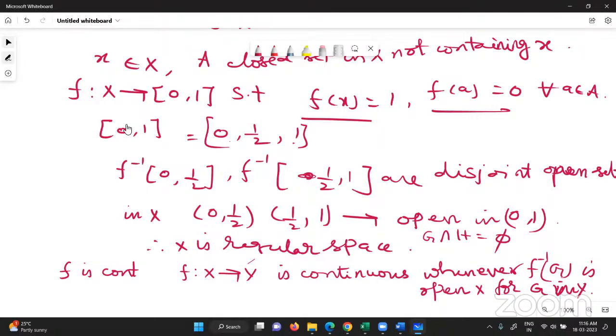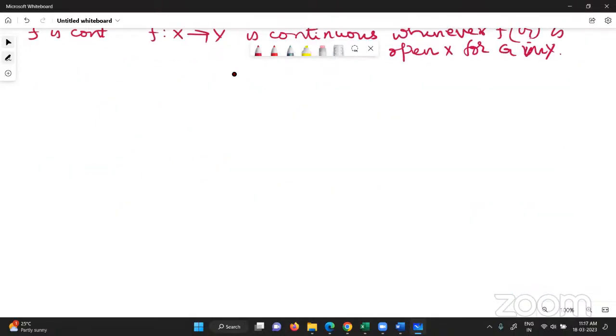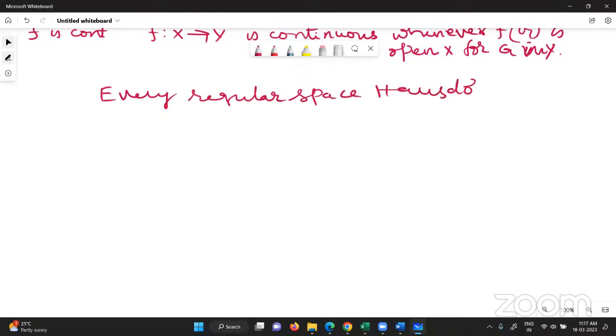Similarly, every regular space is a Hausdorff space. We proved it, no? You know that every regular space is Hausdorff. So on the whole, every regular space is Hausdorff and every completely regular space is regular. So what do you mean by that? Every completely regular space is a Hausdorff space.